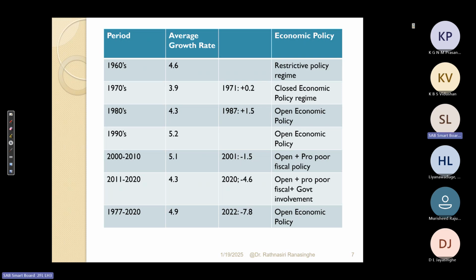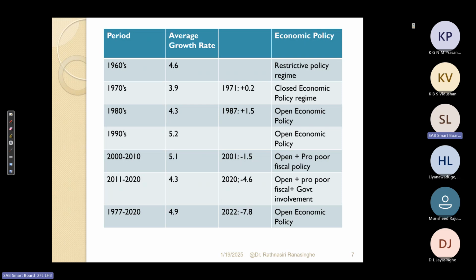And 77 to 27, 22 average 4.9%. So basically the policies of economy: this growth rate is not attractive. That's why we need to change the system.